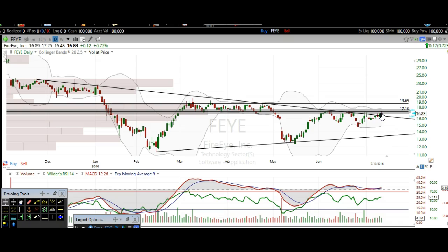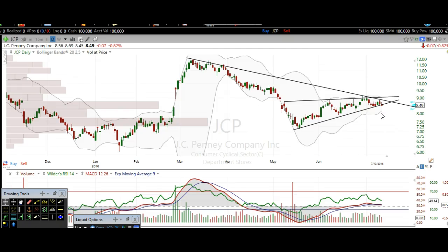Next, I want to cover JCP, and we've got a bear flag right here. We're in a downtrend since the beginning of March. We've got the highs right here, here, here, and here that've gotten rejected. And as you can see, we kind of had this sideways trading action.